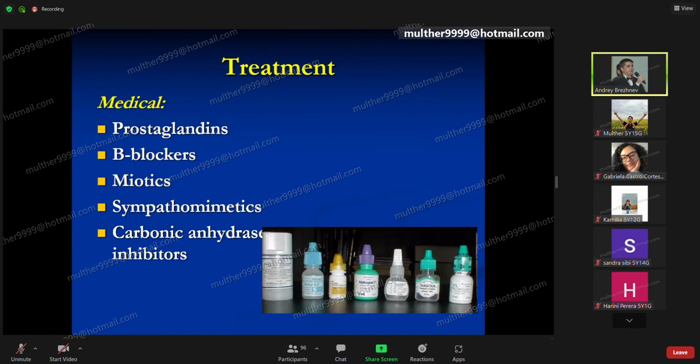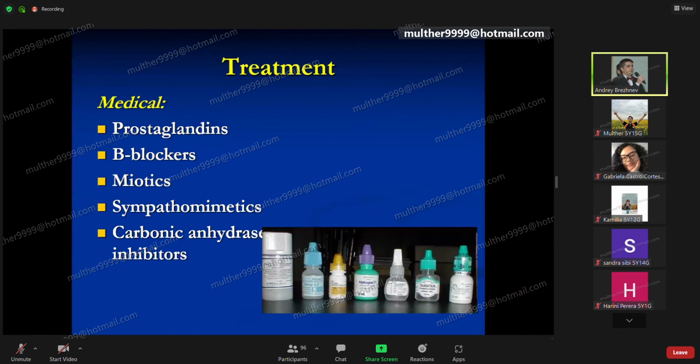In an advanced stage, if your primary diagnosis is advanced stage of glaucoma, we can use primary surgery. It's also possible. What are the main groups of drugs? The most effective group of drugs is prostaglandin analogs. They can decrease the intraocular pressure by about 20-25, sometimes even 30% from the baseline.